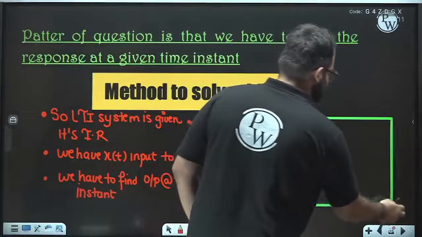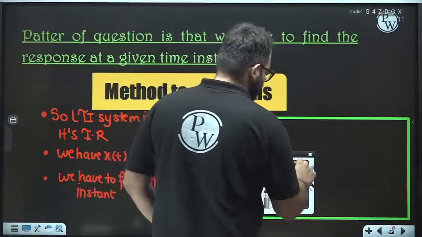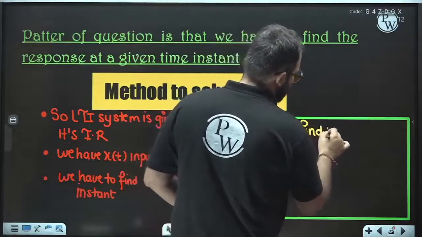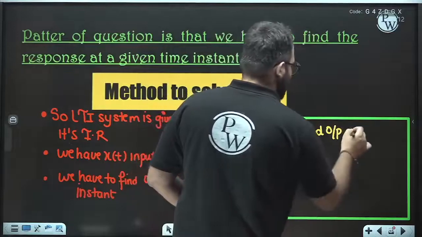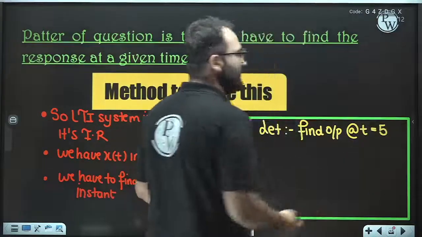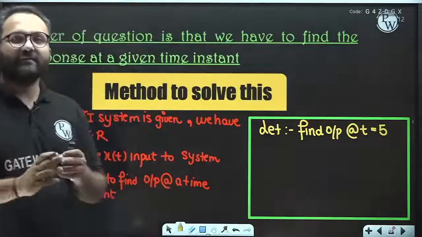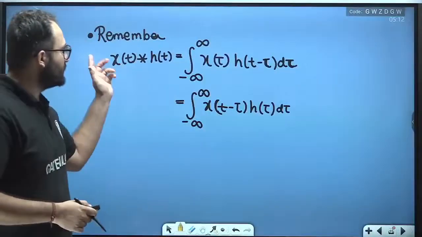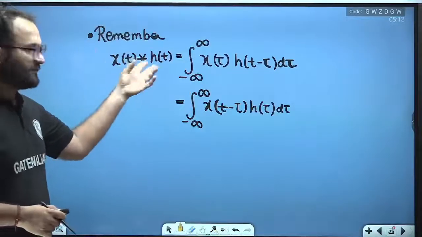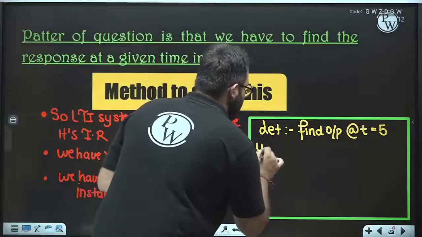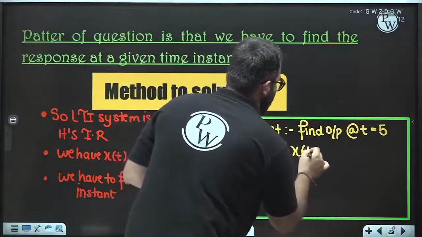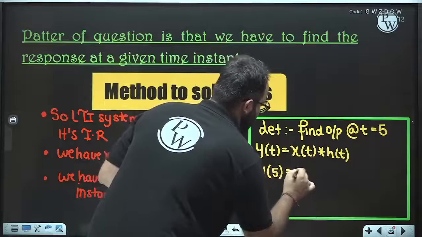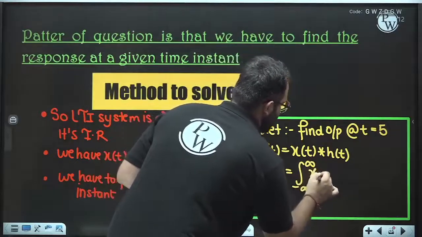So let us say we have to find the output at t equal to 5. It can be any value of t, it can be 3, 2, 5, or 10. So let us find the output at t equal to 5. From the convolution formula, we know that the output y(t) is equal to x(t) convolve h(t). So we have to find y(5).